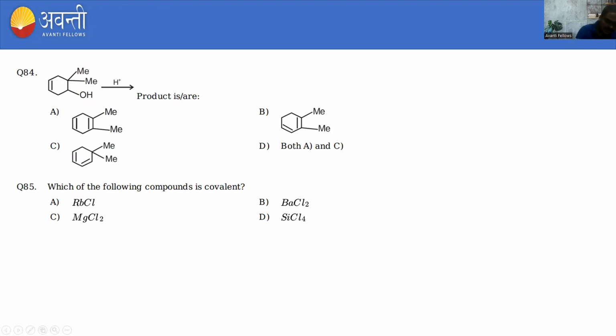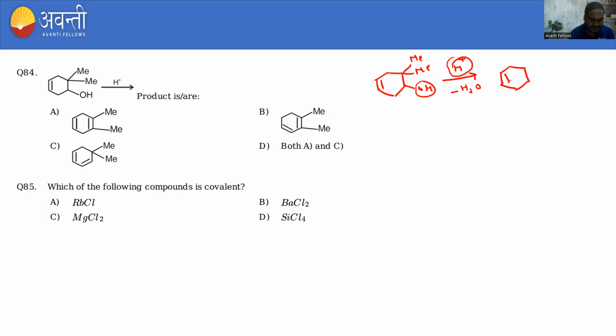Now move to question number 84, beta. In question number 84 they are asking for the product. You need to find the product of this reaction when it is treated with H plus. So when it is treated with H plus, what will you get? Let me draw the structure here. We have a structure like this, with a methyl group, another methyl group, and here an OH group. When treated with H plus, the OH and this H will be removed, so H2O will be removed.